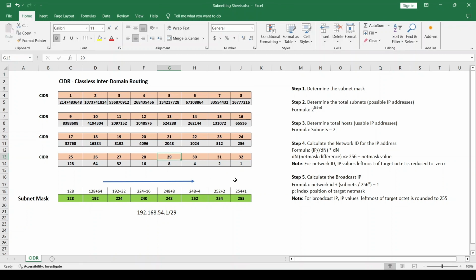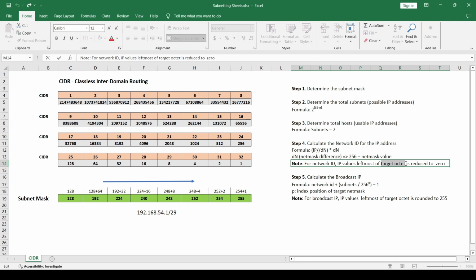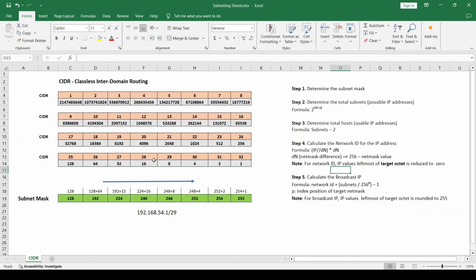Now, there is a very important word that I've used, and maybe you probably don't understand what it means. If you look here in these steps, the first step is to determine the subnet mask, which we will do in a minute. Step 2 is to determine the total subnets. But what I want to show you is this, where it says target octet. So what does this target octet mean? A target octet is the octet where the host addresses begin from.